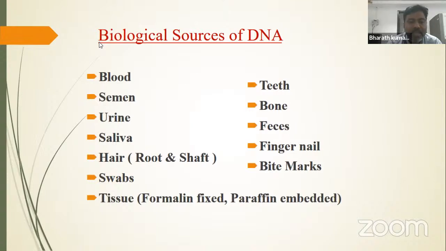From tissue also we can extract DNA, like formalin fixed tissue and paraffin embedded tissue. Extraction of DNA from tissue is very important for molecular pathology studies. Some sources like hair, swabs, and bite marks are used in forensic laboratories for forensic studies. So these are all the sources of DNA.